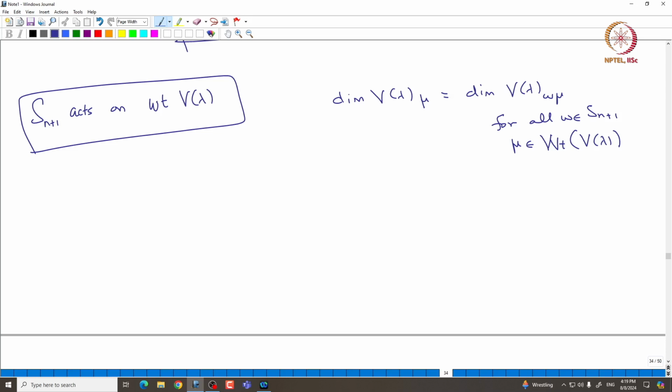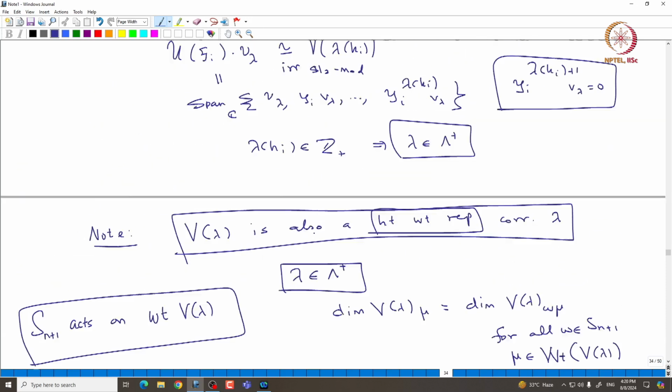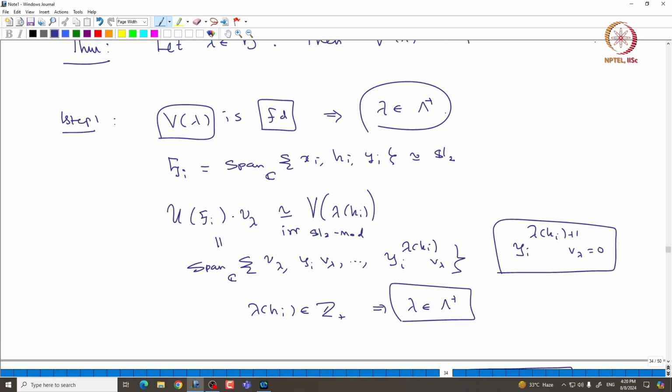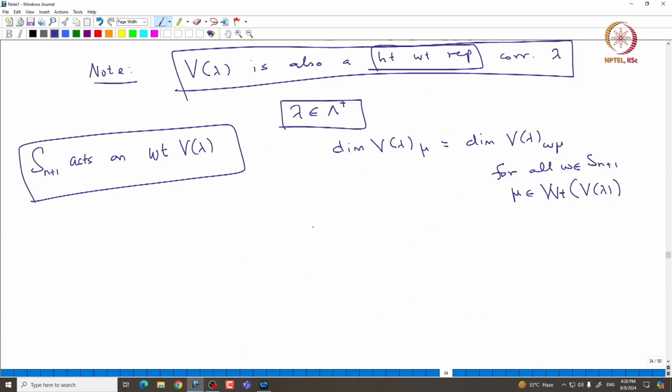So, this is something we already proved for lambda being dominant. That is why it is continuing to be true here. Otherwise, the same proof that we have seen using SL2 theory works here. You can actually run through the same proof. Now, if you are interested in proving the converse, that is, if lambda is dominant, then that implies V lambda is finite dimensional.